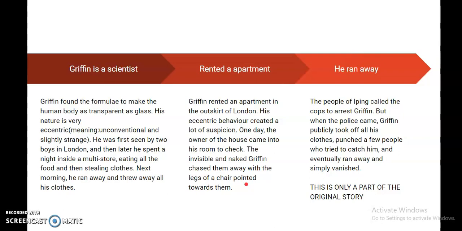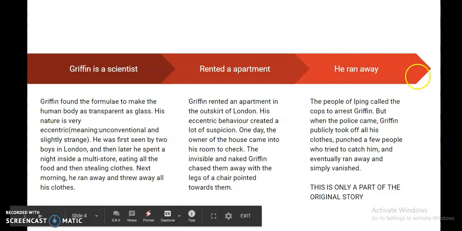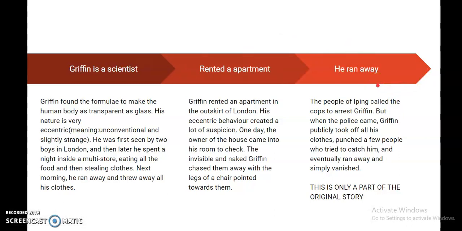Alright, so we have to imagine the people, the landlord who came in to check Griffin's room, being chased by a flying chair. Oh my god, that's scary, isn't it? Finally, he ran away. When did he run away? When he chased the owner of the house with a chair, they got suspicious. They called the police. The people of Epping called the cops to arrest Griffin.